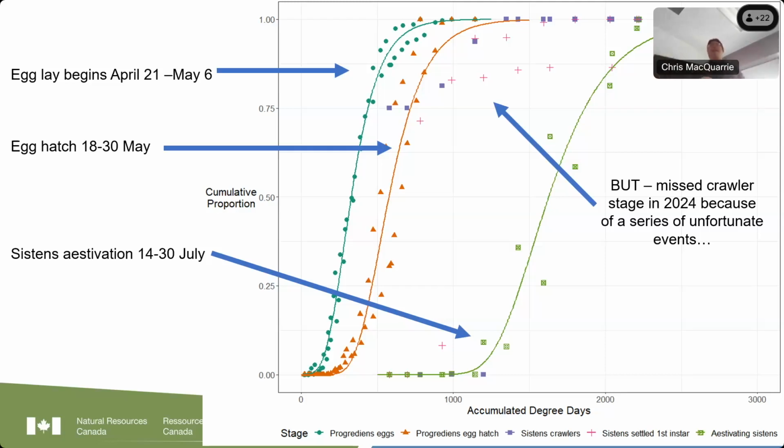And by the time we realized that and said, could you collect from some different trees, please? We had missed that stage of the insect. So this year we will attempt to fix that and get these other stages that we missed. So that's one of those challenges of field work.